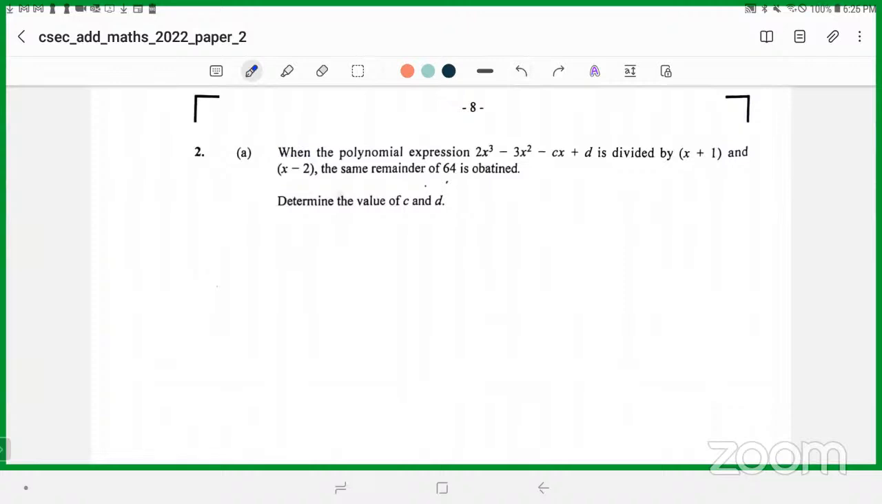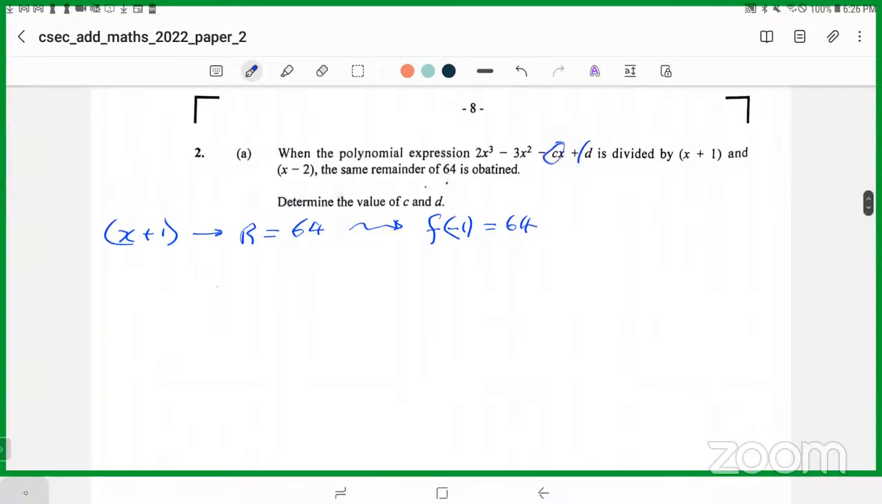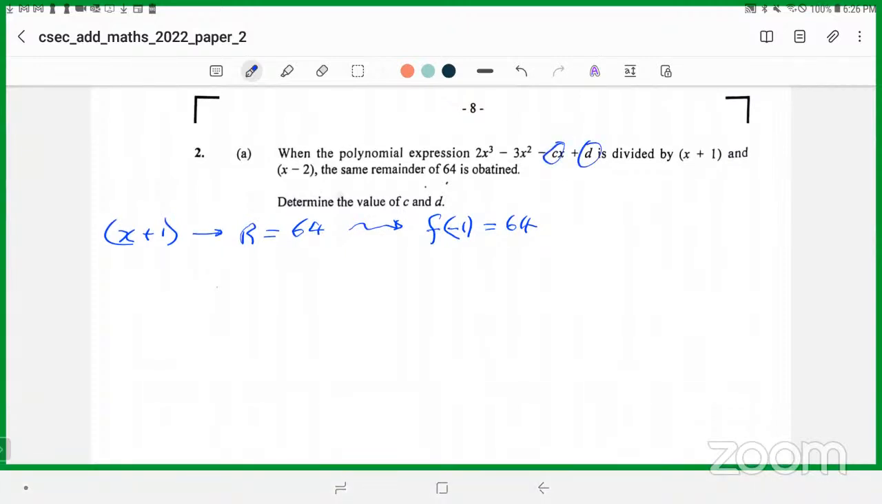So essentially, what they are saying is that the x plus 1 divisor leads to a remainder which is equal to 64. And this means the remainder from this divisor is f of negative 1. So what that really means is that f of negative 1 is equal to 64. So you see the equation has two unknowns in it now. The equation has two unknowns, and so we need two equations to solve simultaneously to find out the b, the c, and the d.